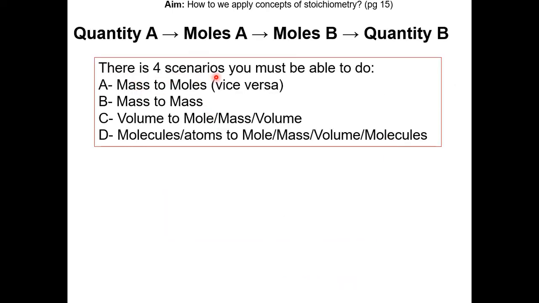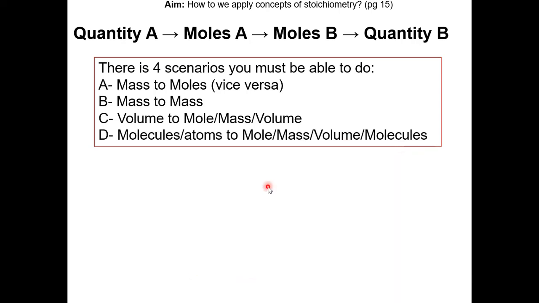There are 4 scenarios that you must be able to do for the regions. In all these scenarios, you're converting from quantity A to quantity B. The first scenario is scenario A. You're going from mass to moles or vice versa. In B, you're going from mass to mass. In C, you're going from volume to mole, mass, or volume. And the last scenario, you're going from molecules and atoms to mole, mass, volume, or molecules.